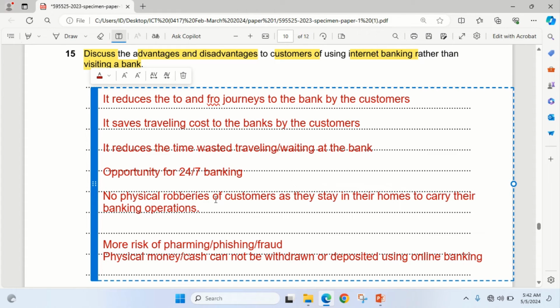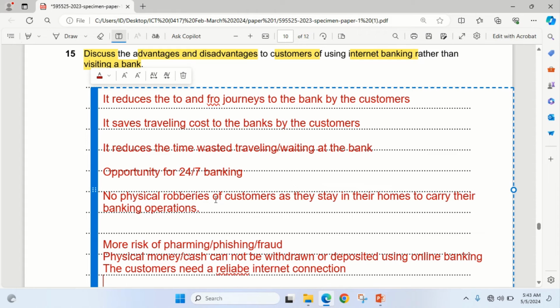Another disadvantage is that the user needs a reliable internet connection, because they depend on internet. So that's an issue there, internet connection. Then another disadvantage is that it is easier to make errors while using internet banking, and so on and so forth.